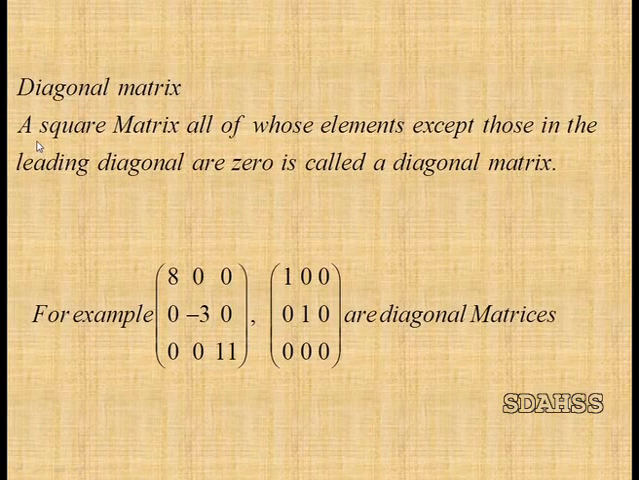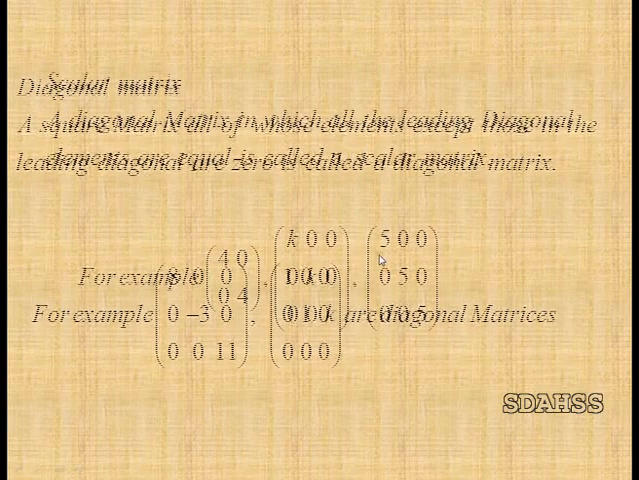Diagonal matrix: a square matrix all of whose elements except those in the leading diagonal are 0 is called a diagonal matrix. For example, 8, minus 3, 11 on the diagonal. All the other elements are 0, so it is called a diagonal matrix.